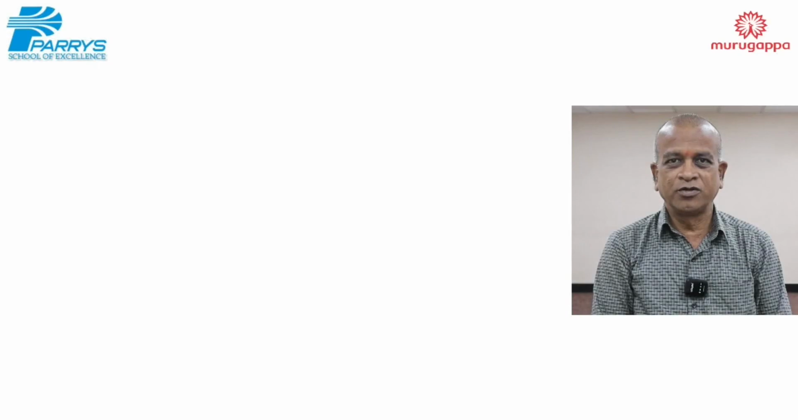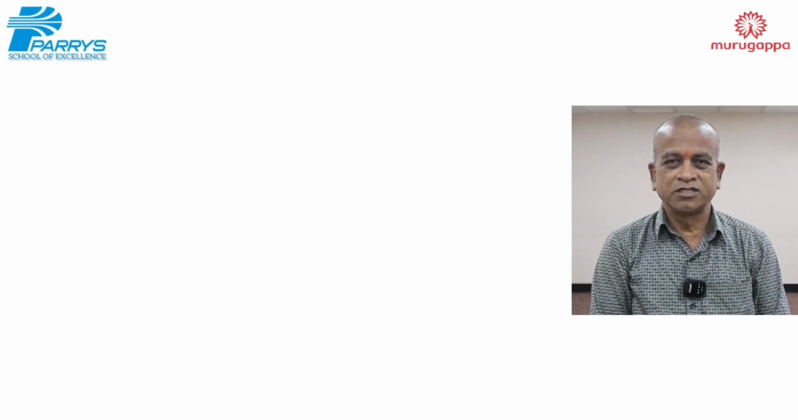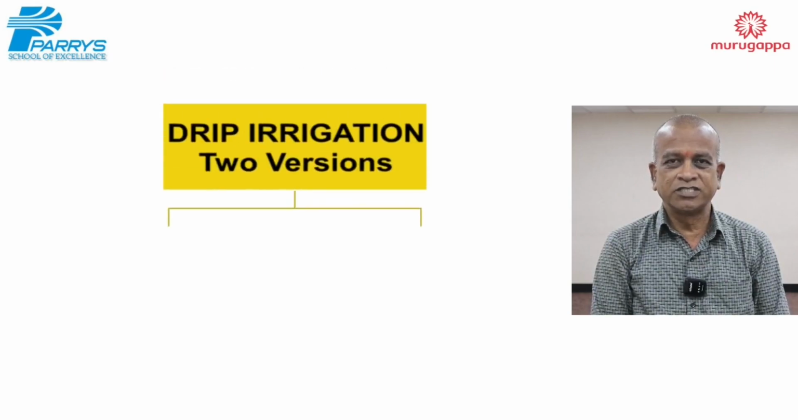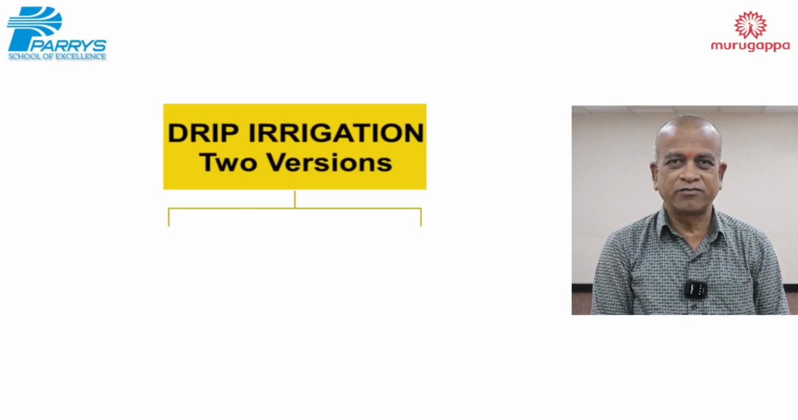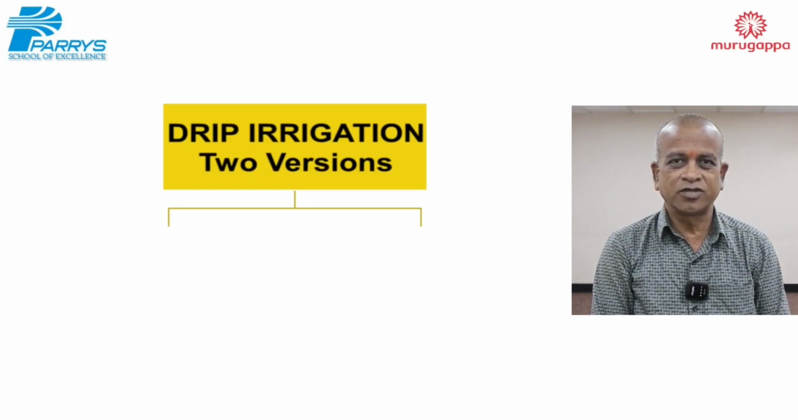Come to the module drip irrigation. There are two types of irrigation. One is flood irrigation and the other method is drip irrigation. Why are we insisting on drip irrigation? In future we may not have water resources. To conserve water, we have to opt for the irrigation model, drip irrigation.